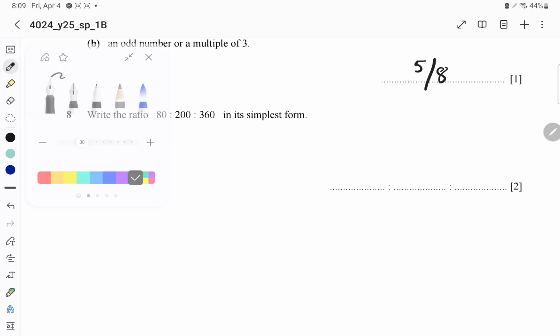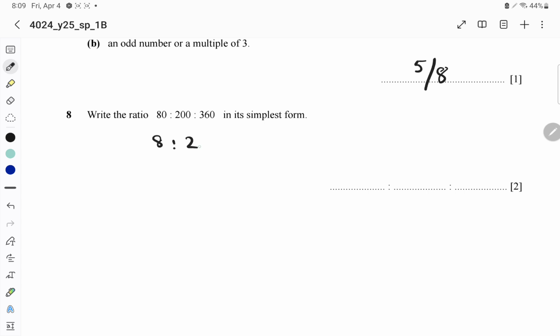We divide by the same number. As we know that there are zeros in the last, so I'm taking 10. Divide by 10. 80 divided by 10 is 8, 200 divided by 10 is 20, 360 divided by 10 is 36. Either you can take the 2 times table or the 4 times table, because 8, 20 and 36, they all are coming in the times table of 4.